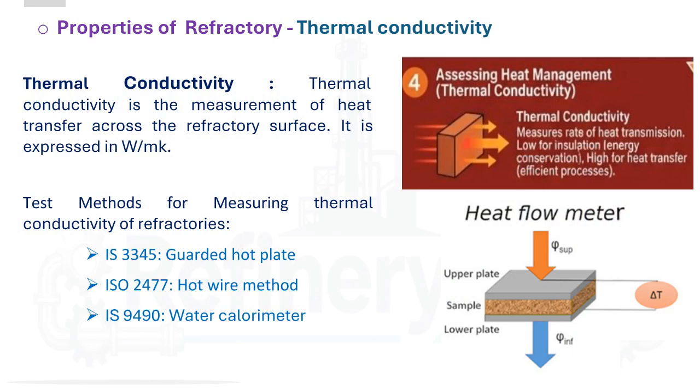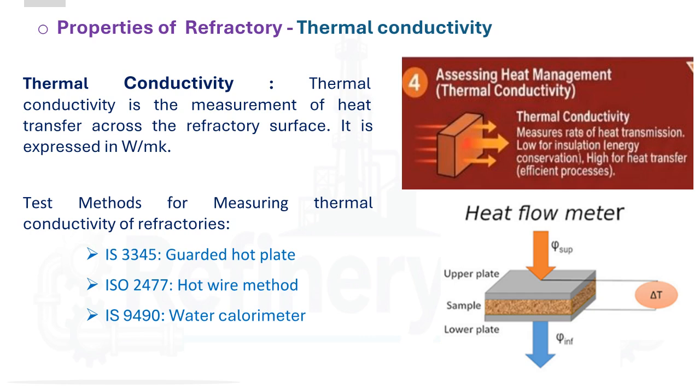Now let us discuss thermal conductivity, one of the most important properties in refinery heat management. Thermal conductivity measures the rate at which heat transfers across a refractory surface, and it is expressed in watts per meter Kelvin. Why does this matter? In insulation applications, low thermal conductivity keeps heat inside the furnace, which means better fuel efficiency. In refractory walls of hot equipment such as boilers, thermal conductivity affects the cold face temperature, and that directly impacts the design of downstream equipment.